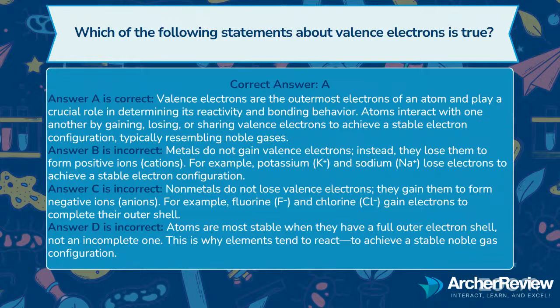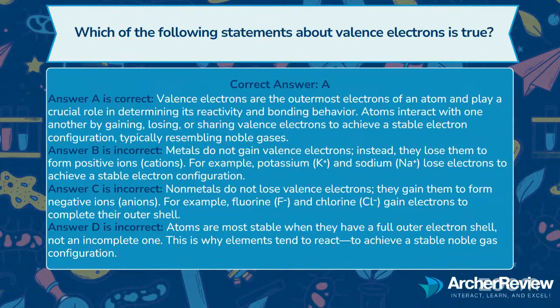So what was wrong with answer B? Well, metals do not gain valence electrons. Remember that metals typically have very few electrons in that outer shell. So they have a tendency to give up those electrons a little easier and become cations, become positive ions. Examples of this are sodium, potassium, things like that.